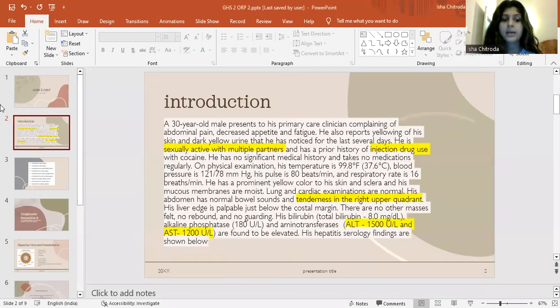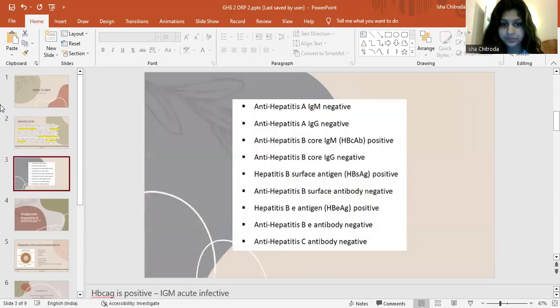So this is the case that we have today. A 30-year-old man presents with abdominal pain, decreased appetite and fatigue. He has yellowing of his skin and urine. He has a history of multiple sexual partners, and he uses drugs intravenously, as well as he has tenderness in the right upper quadrant. And you can also see his bilirubin levels, his alkaline phosphatase, and aminotransferase levels as well.